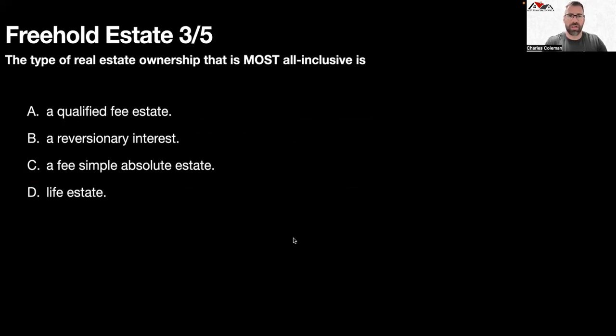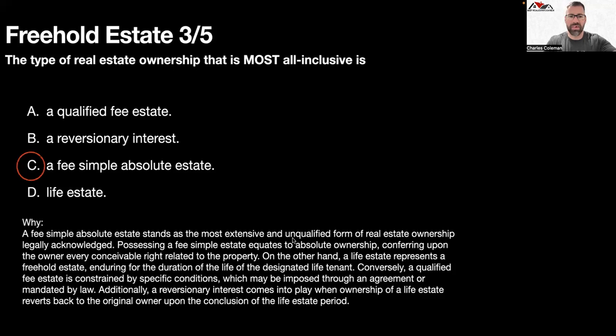Question number 3. The type of real estate ownership that is most all-inclusive is a fee simple absolute estate. A fee simple absolute estate stands as the most extensive and unqualified form of real estate ownership legally acknowledged. Possessing a fee simple estate equates to absolute ownership, conferring upon the owner every conceivable right related to the property.